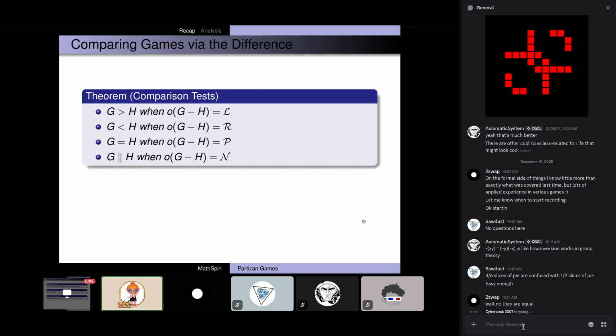So G is greater than H when the outcome of G minus H is L. So G is better for Left than H in all contexts when Left will win G minus H no matter who goes first. And similarly for less than, G and H are equal when the second player, or the previous player, will win G minus H regardless of who goes first. And G and H are incomparable when the next player to move will win G minus H.